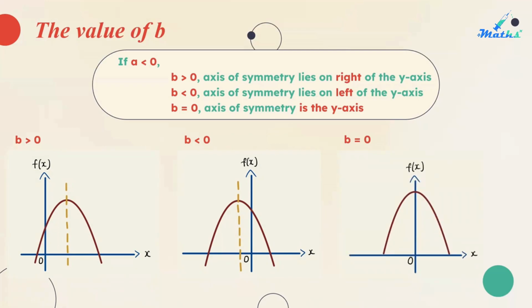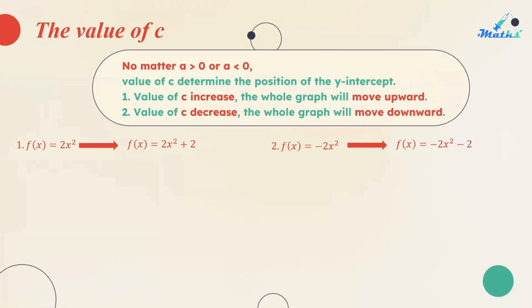Okay, let's proceed to the value of c. No matter whether a is greater than 0 or a is less than 0, the value of c determines the position of the y-intercept. When the value of c increases, the whole graph will move upward. When the value of c decreases, the whole graph will move downward.